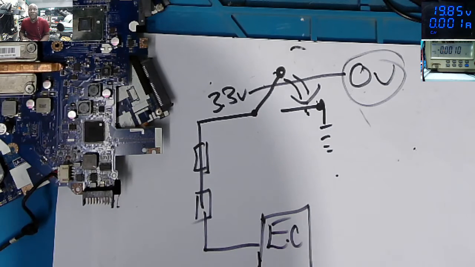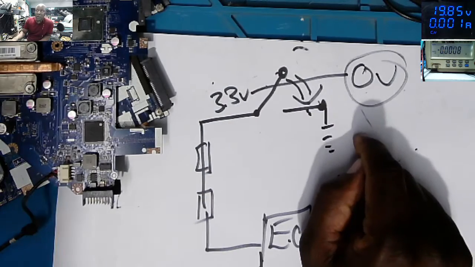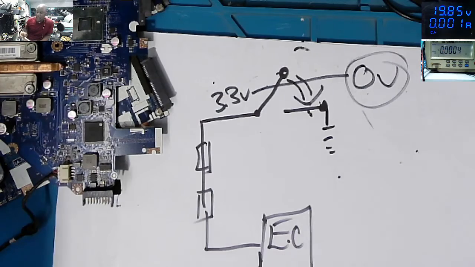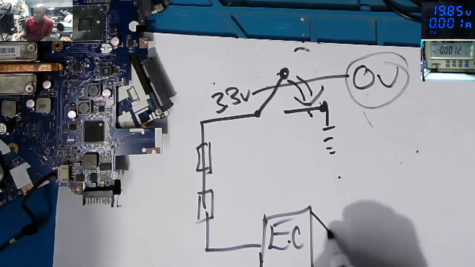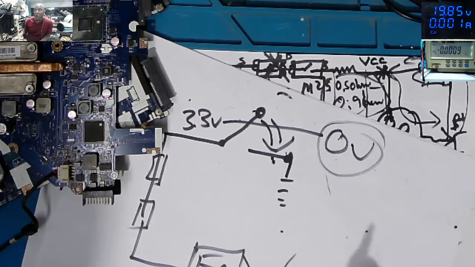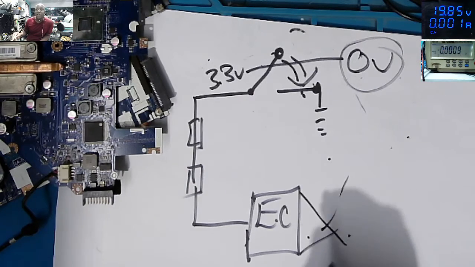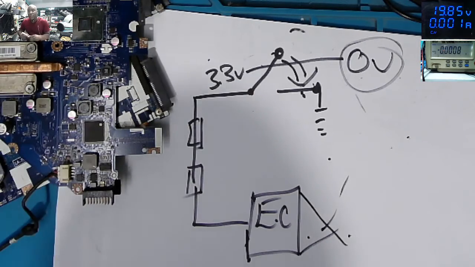But if you don't have charging light, you pressing the 3.3 is going to 0. You don't have charging light. 100% sure this chip is gone. But if you have charging light, check other things.